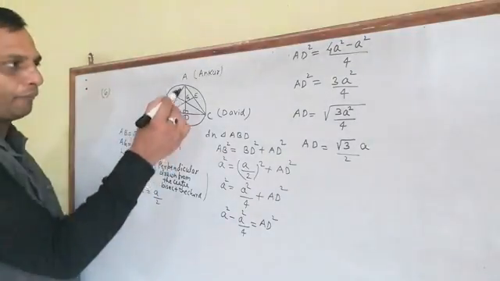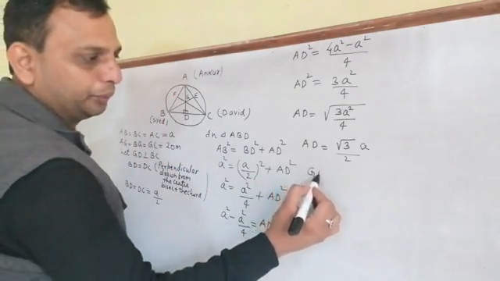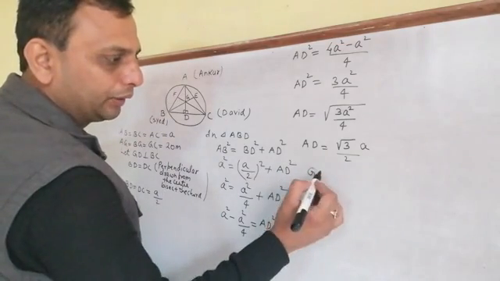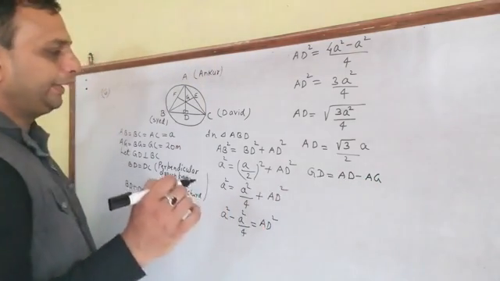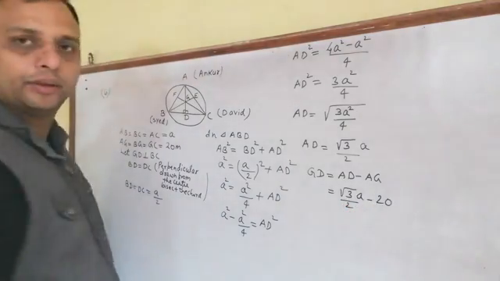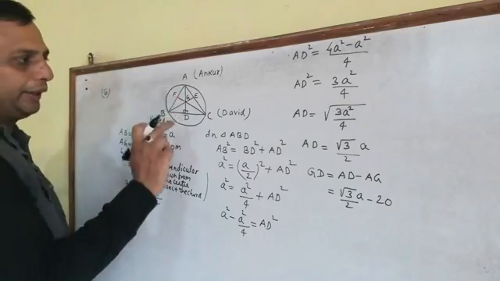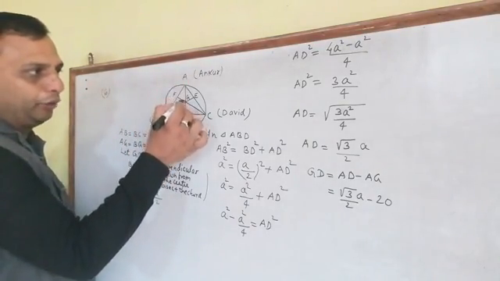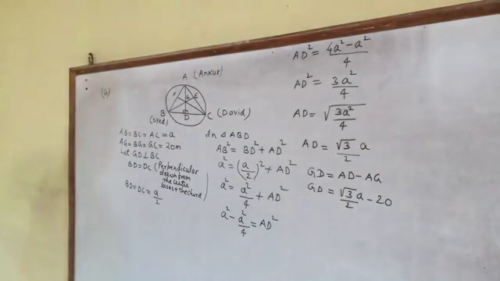Now we'll find the value of GD. How to find GD? From AD you subtract AG. GD is equal to AD minus AG. AD is root 3 upon 2 a minus 20. Why 20? Because AG we have already written here, it is 20. So from AD I can subtract the value of AG, and I will get the value of GD. So GD is equal to root 3 upon 2 a minus 20. So this is the value of GD.